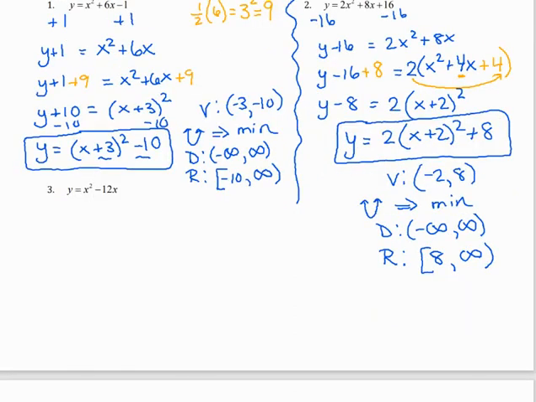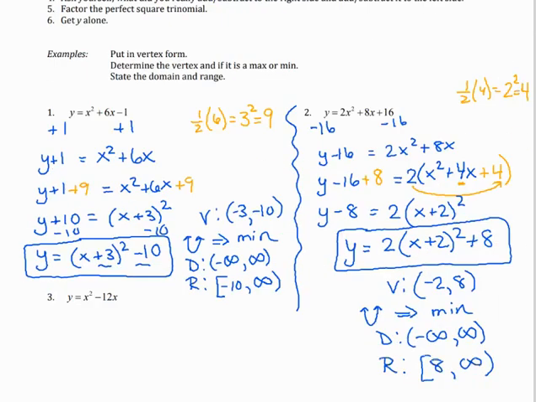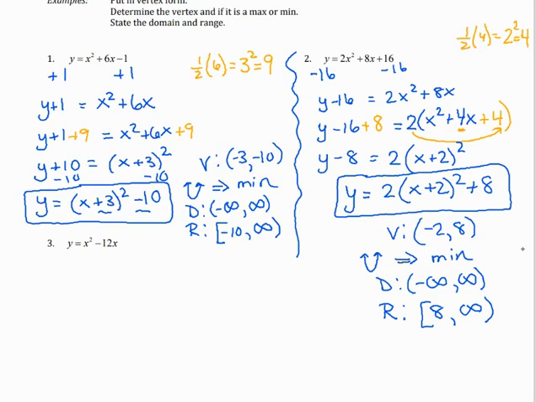Okay, you try number 3. This one is very, very straightforward because there isn't a constant and there's also not a coefficient. So you can jump to step 3 of completing the square and then finish it.